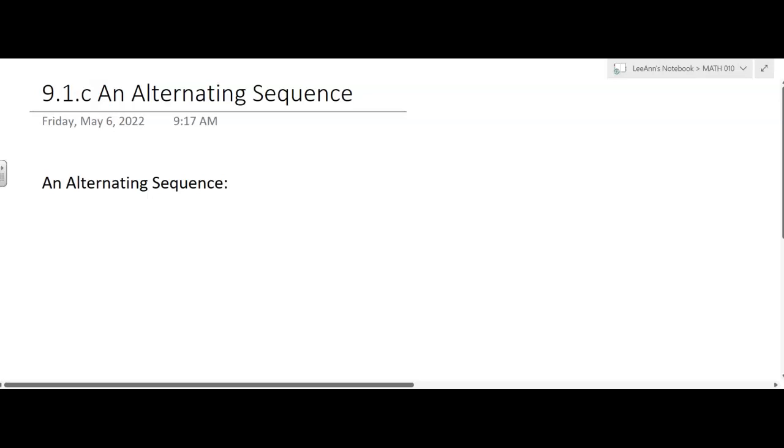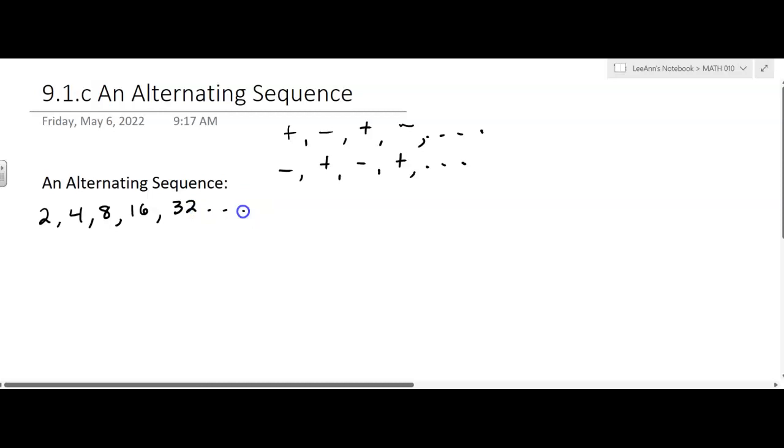Okay, so now we're going to talk about what's called an alternating sequence. And what they mean by that is it goes either positive, negative, positive, or negative, positive, negative. The signs are alternating, okay? That probably doesn't mean too much. So let's go back to our original sequence we had. It was 2, 4, 8, 16, 32, right? And then it kept going.